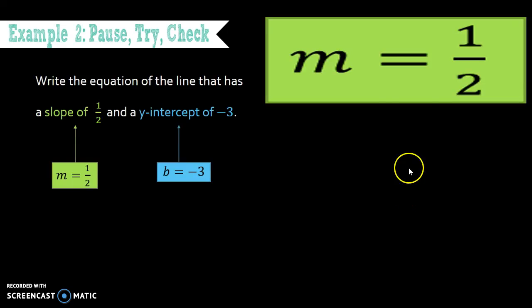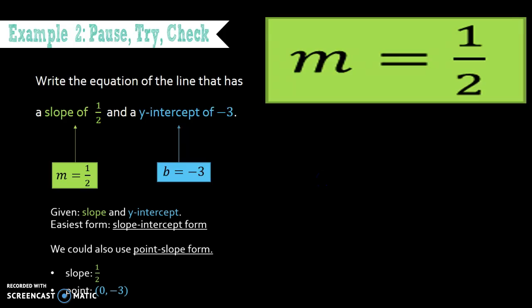A weird thing obviously happened up here. That is not what that's supposed to look like. But you have your slope of 1/2 and your y-intercept of -3. Hopefully you identified those pieces correctly.